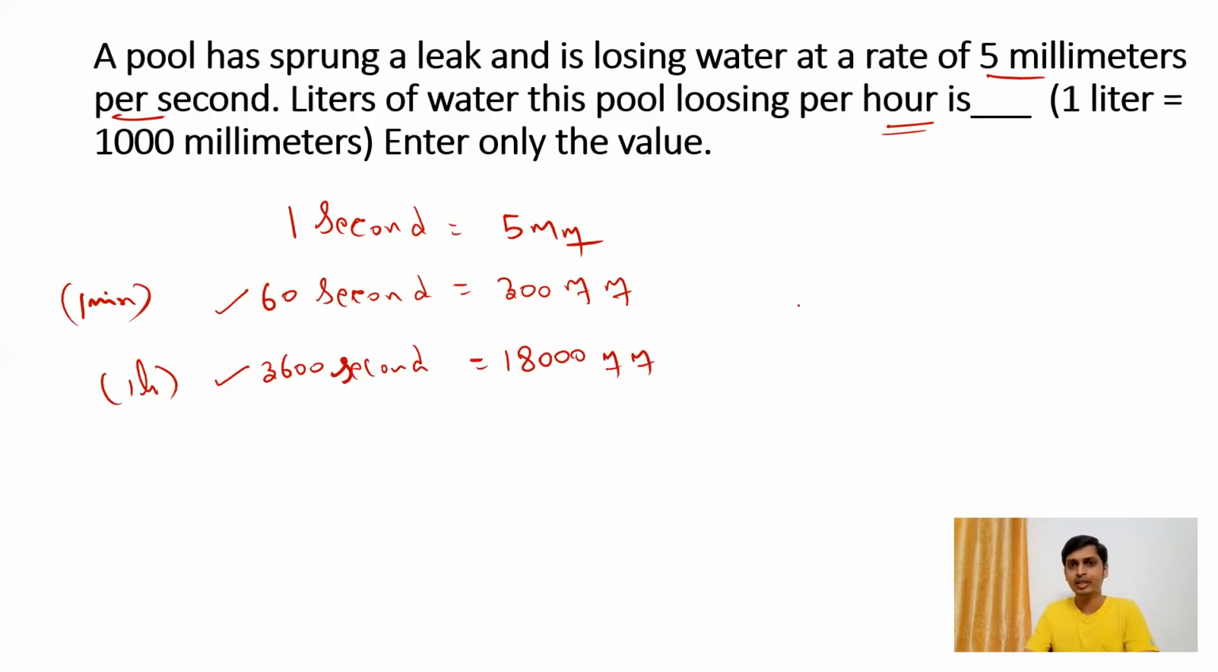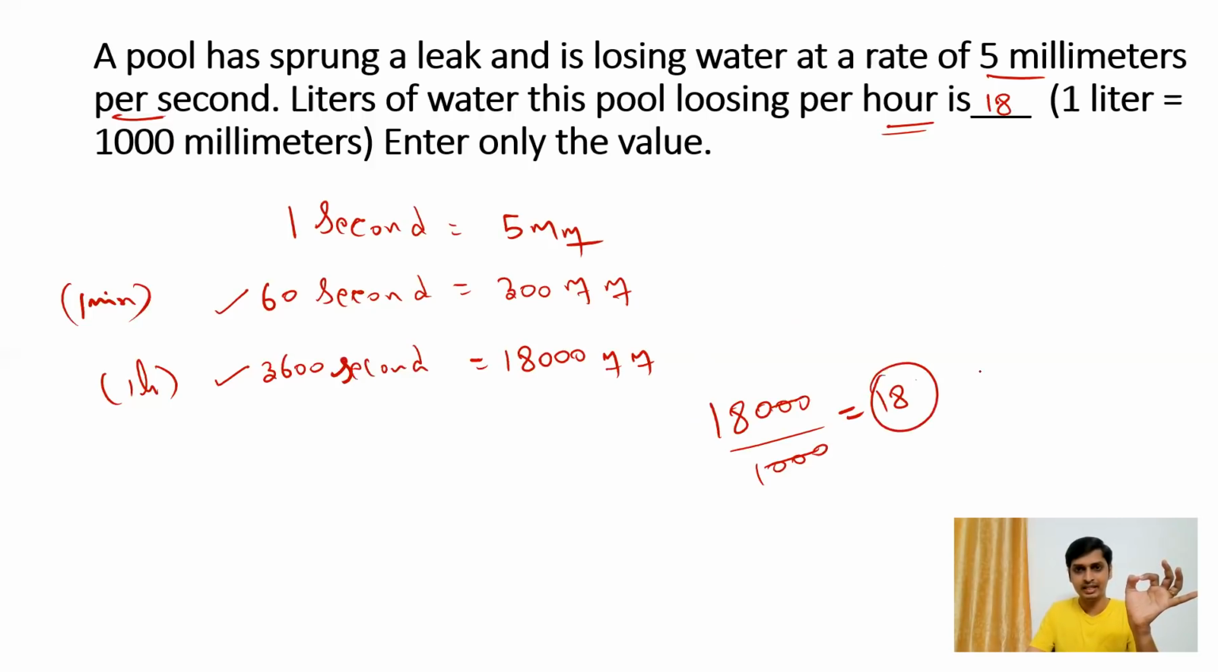So 1800 millimeters is how many liters? We know 1 liter is 1000 millimeters. So 1800 millimeters is 1800 divided by 1000. You get 18 liters. So you have to enter only the value, right? So you have to enter 18 here. The answer for this question is 18. Hope you understood, right? This question is very easy. It was asked in last year's Infosys. Okay, now moving to the next question.